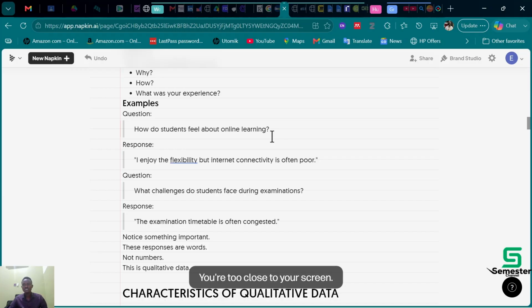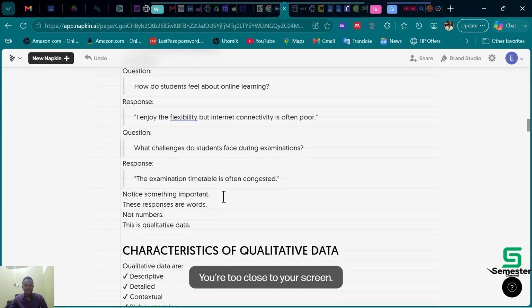All right, so it was after the research that they got answers to realize that, well, in as much as it isn't really effective, it gets the job done, right? And it is able to bridge gaps between instances where there are issues with being in person to be taught. All right, so that particular collection of data was a qualitative data collection, right? An example response from a participant will be: I enjoy the flexibility, but internet connectivity is often very poor, right? Then there's another question and a response.